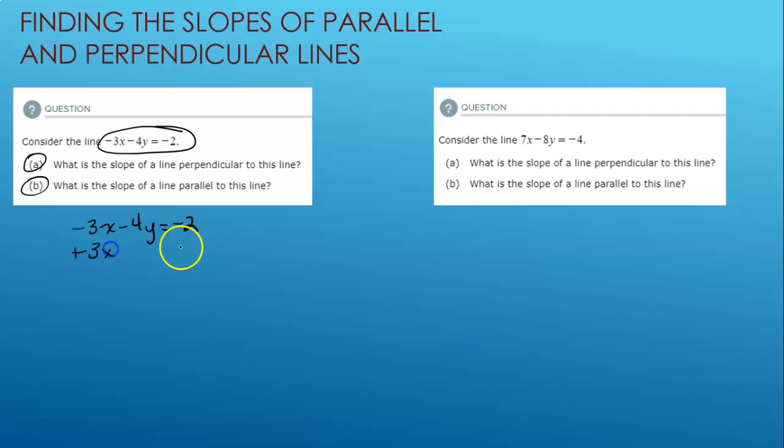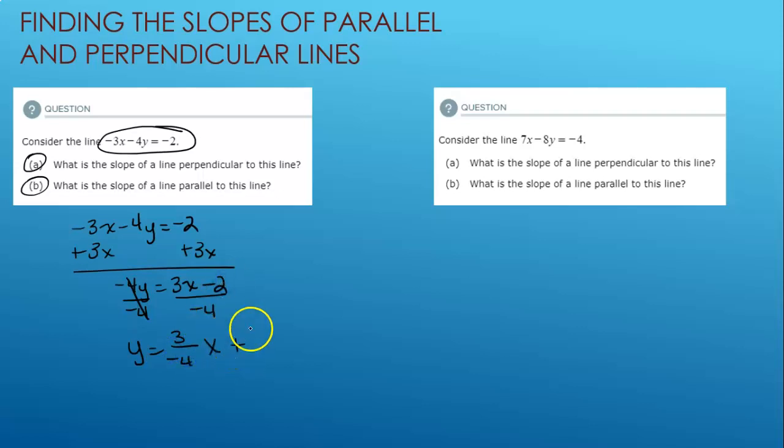I'm going to start by adding 3x to each side. So now I'm left with -4y equals 3x minus 2. I'm going to divide everything by -4. The -4's cancel out. This becomes 3 over -4x, and then -2 over -4 reduces to +1/2. So the slope of this equation is 3 over -4.